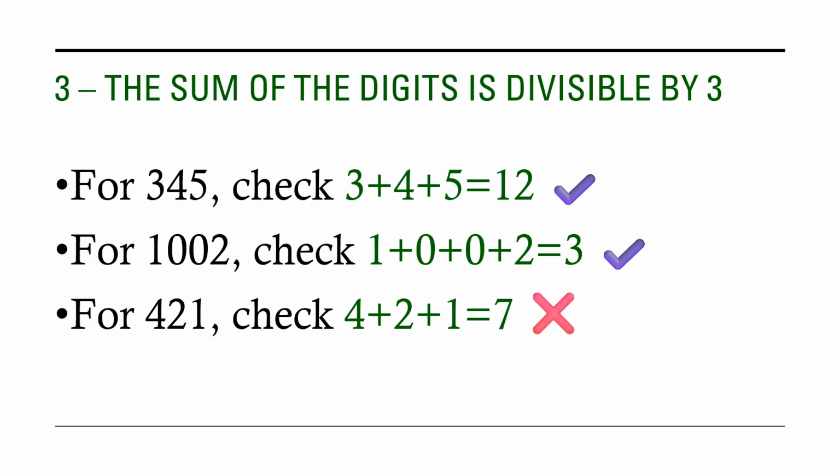1,002. Add up 1 plus 0 plus 0 plus 2. That's 3. Can you divide 3 by 3? Yes. That means that you can also divide 1,002 by 3. 421. If you add up those digits, 4 plus 2 plus 1 is 7. So even though the end of it is 21, we don't care. We're only checking the sum of the digits. And the sum of the digits is not divisible by 3, which means that the whole thing is not divisible by 3.